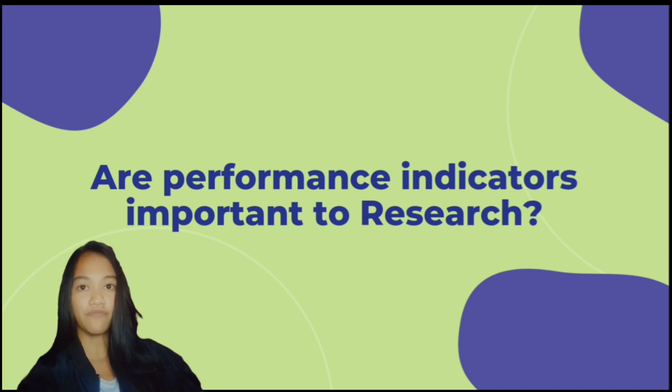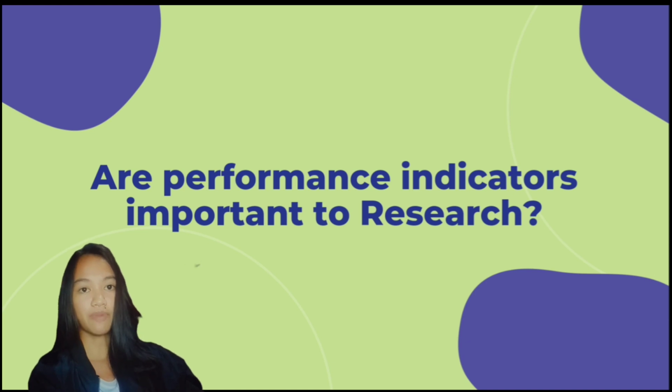By using performance indicators, researchers, institutions, and funding agencies can evaluate the effectiveness of research efforts, identify areas for improvement, and make informed decisions about allocating resources. So, for researchers, performance indicators can be useful in several ways. They can help researchers to track their progress, set goals, and identify opportunities for collaboration or funding.